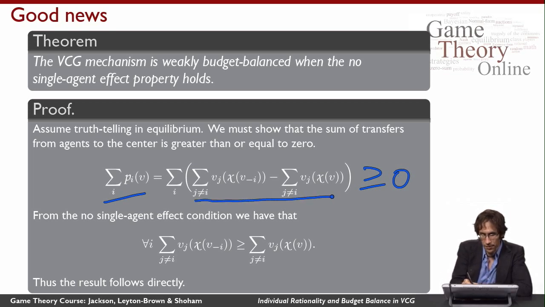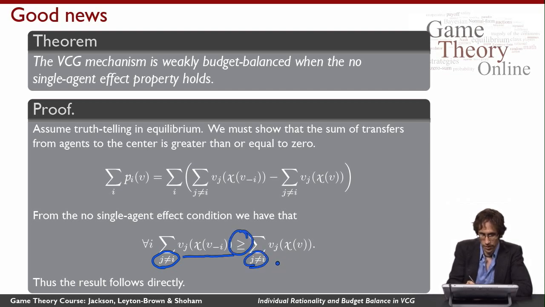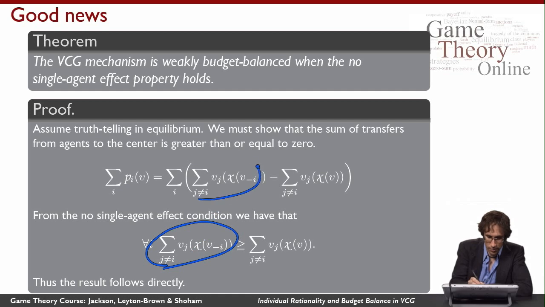So once again, this is the VCG payment function. And now I'm just summing the payment function across all of the agents because I'm interested in the aggregate payment. From the no single agent effect condition, I know that for all of the agents other than i, the value they have for the social welfare maximizing choice that gets made when i is dropped is at least as big as the sum over all of their utilities for the choice that gets made when i is not dropped. That's just directly what no single agent effect means. And you can see that these are exactly the terms that I have in the VCG payment function.